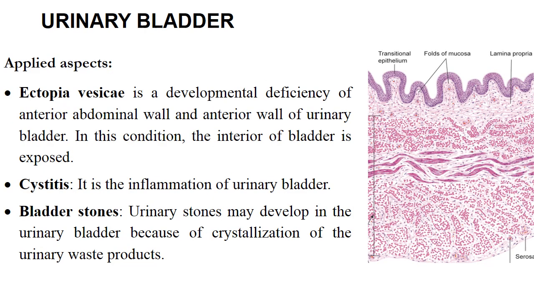Clinical aspects related to the urinary bladder. There is one embryological term known as ectopia vesicae. It is a developmental deficiency of anterior abdominal wall and anterior wall of the urinary bladder. As the anterior abdominal wall is not developed, the interior of bladder is exposed. So this condition is known as ectopia vesicae.